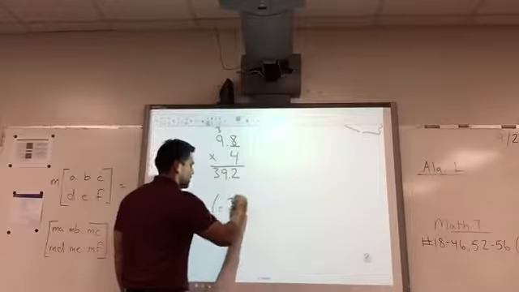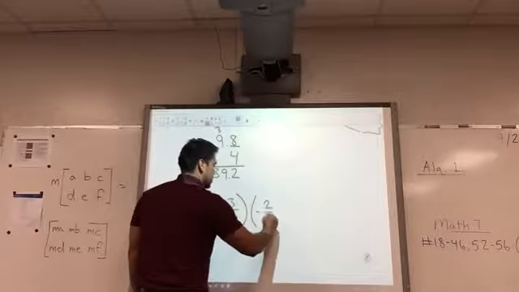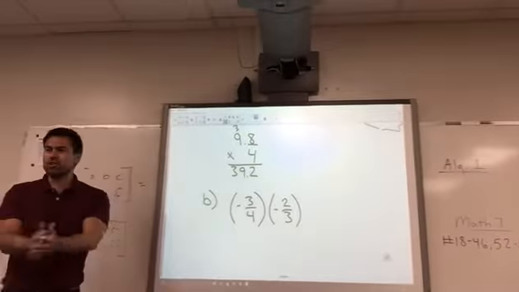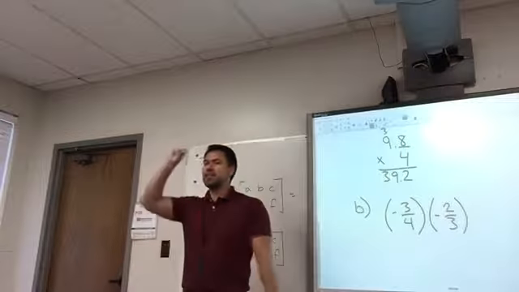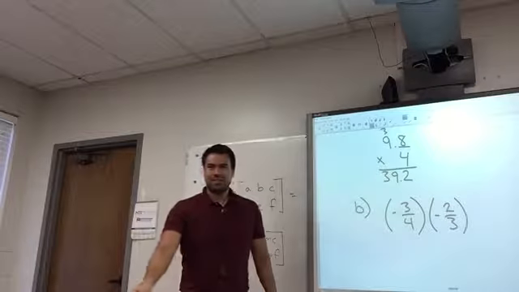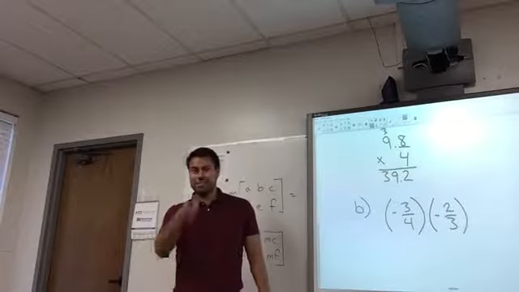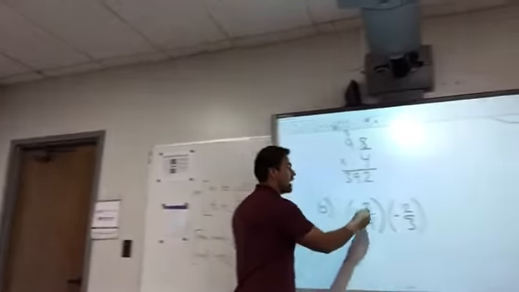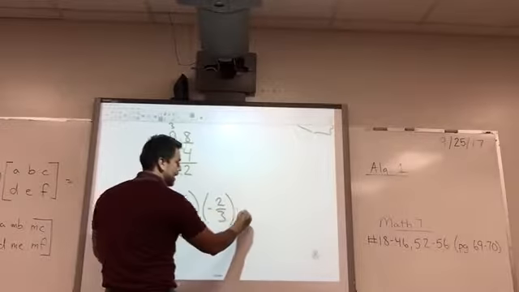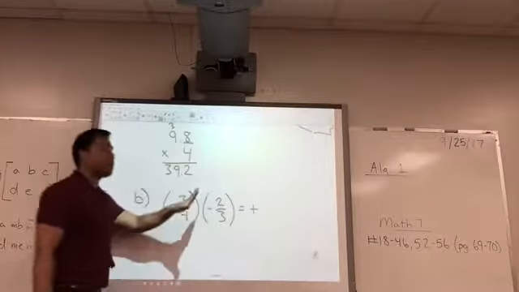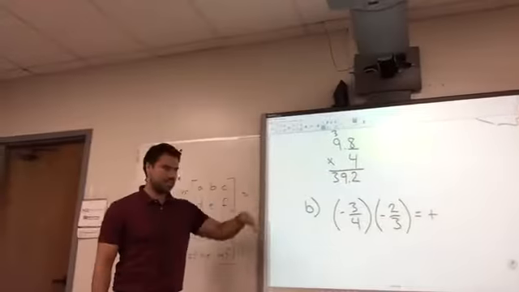Negative 3/4 times negative 2/3. All right, ready? Here's the question. Positive or negative now? How'd you know that? Same signs, two numbers being multiplied, got to give me a positive. And I put the positive for emphasis, like it's got to be positive.